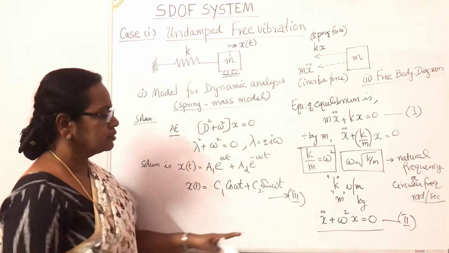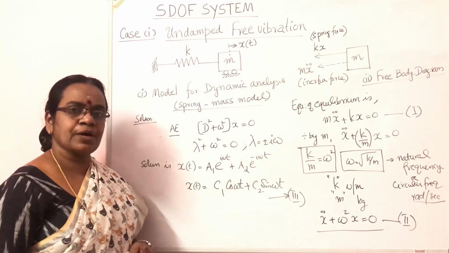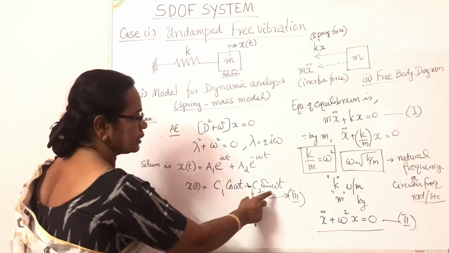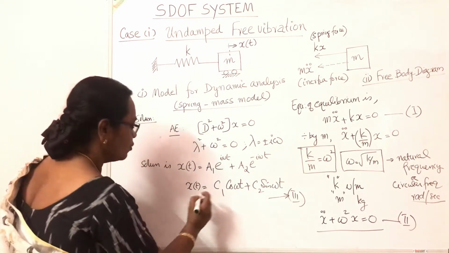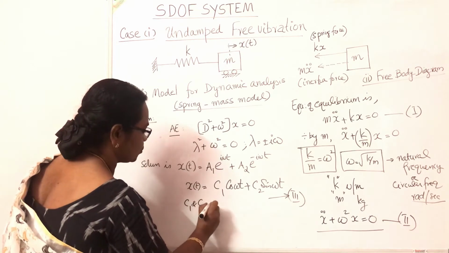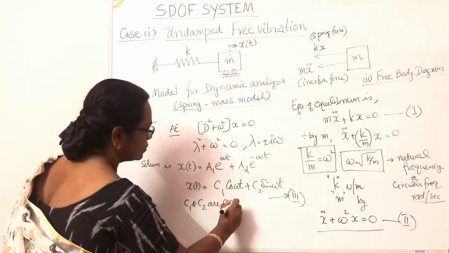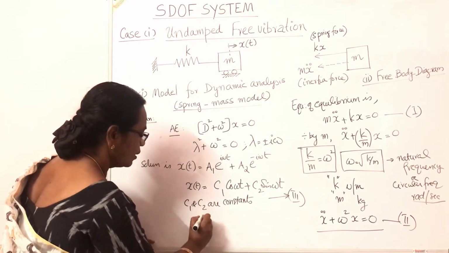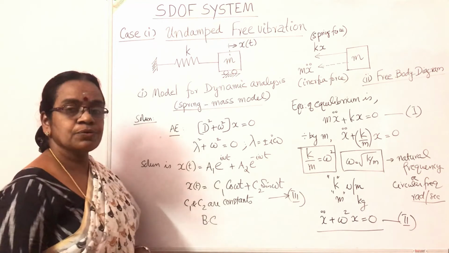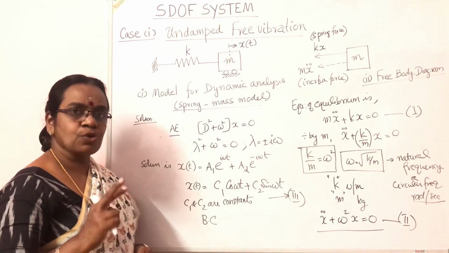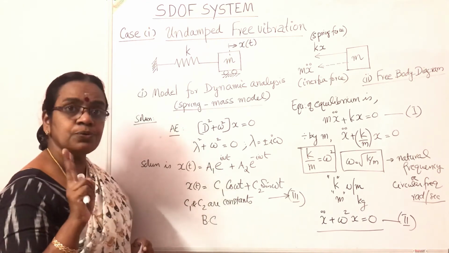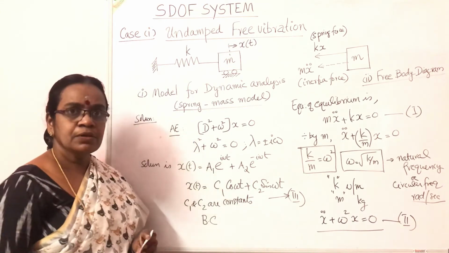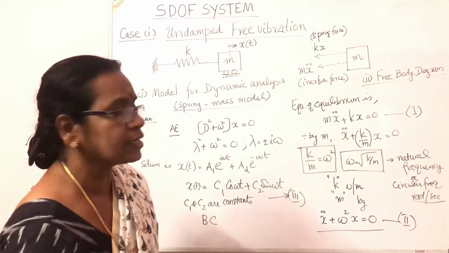So the solution of the differential equation d squared x by dt squared plus omega squared x is equal to 0 is of the form x is equal to C1 cos omega t plus C2 sin omega t, where C1 and C2 are constants, which we have to find out based on the boundary conditions. It is a second order differential equation, so to solve for the unknown constants, you need two initial conditions. Based on the two initial conditions, we can evaluate C1 and C2. Let us see what the initial conditions are.